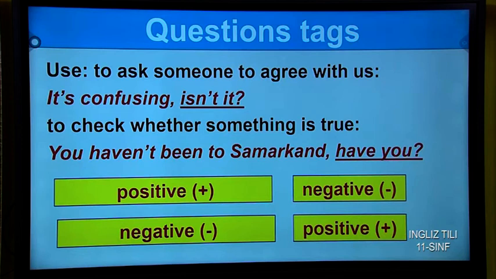Question tag. Firstly, when do we use it? To ask someone to agree with you, like, it is confusing, isn't it? Or to check whether something is true. You haven't been to Samarkand, have you? The rule: if your sentence is positive, you have to use a negative tag. If your sentence is negative, you have to use a positive tag.